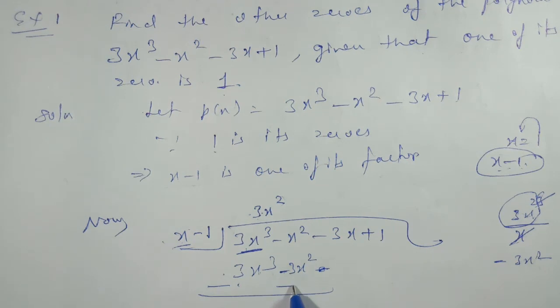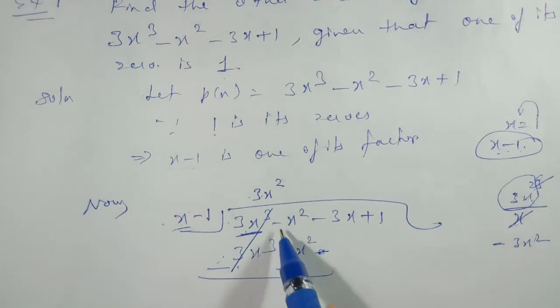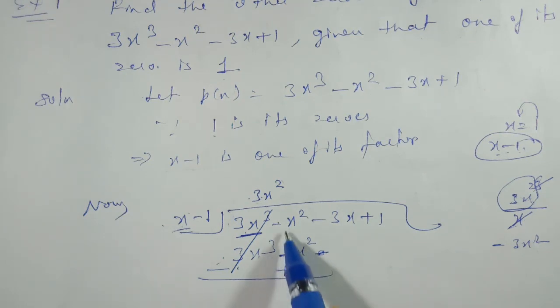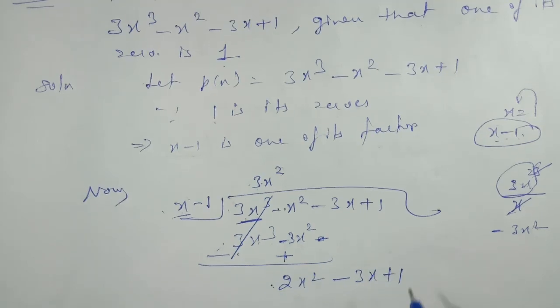Plus minus minus both are same, so they will be cancelled. Minus plus minus, 3 minus 1 will give 2x square. 3 is the bigger number and its sign is positive, so it will be in plus sign. Note down the other terms.